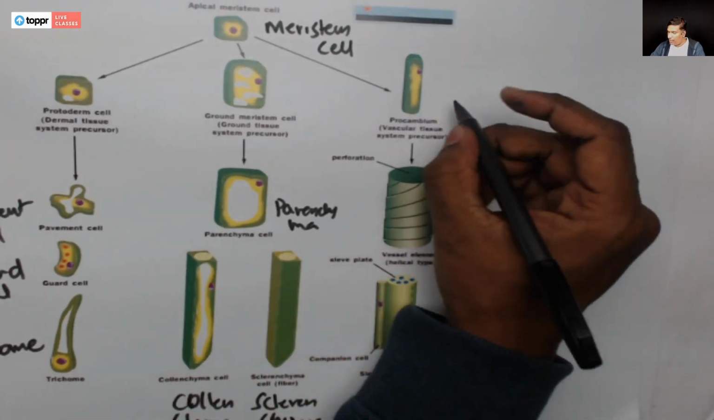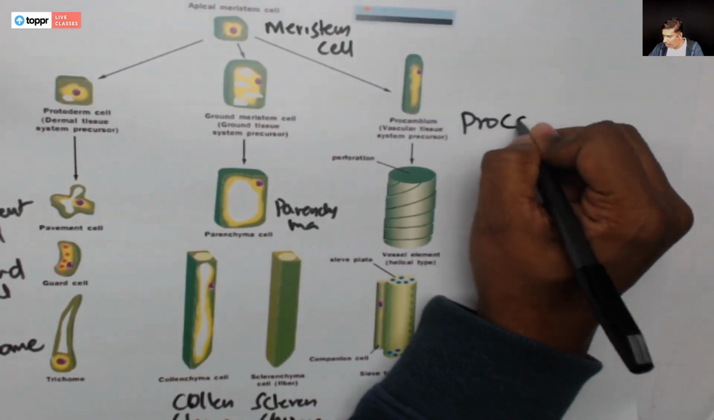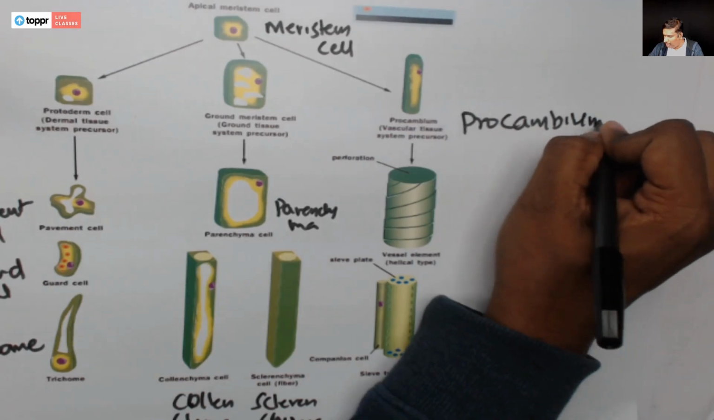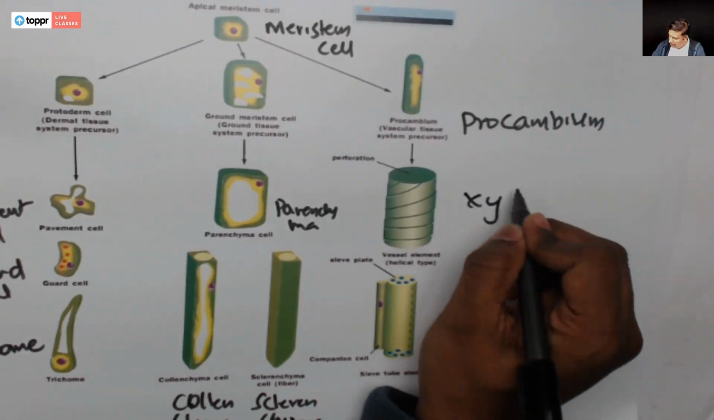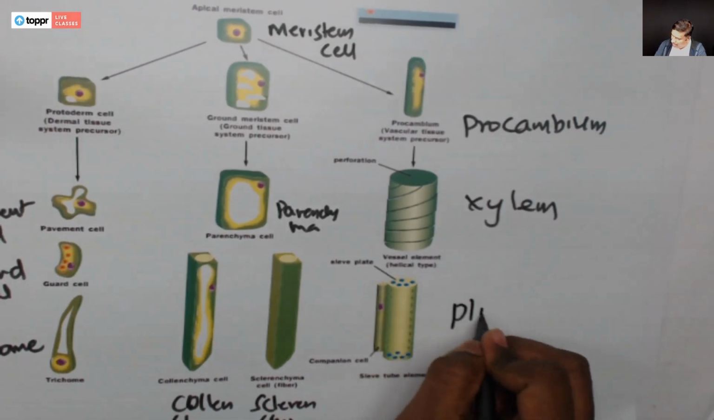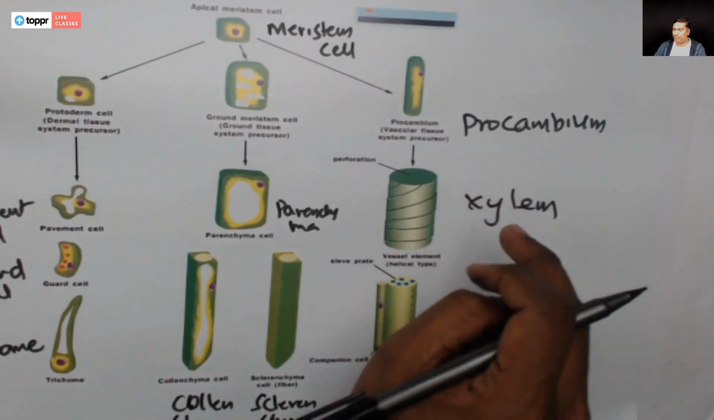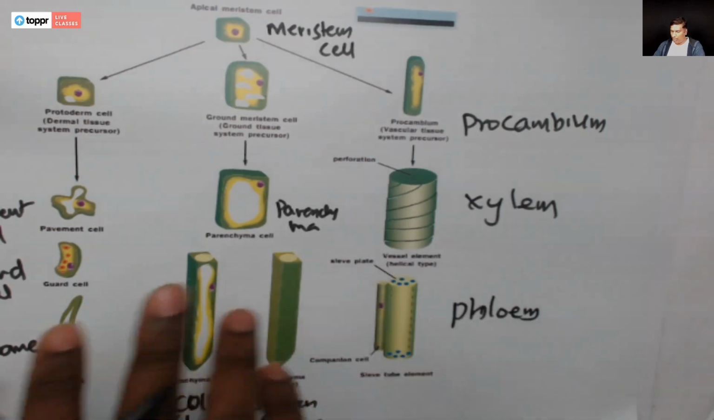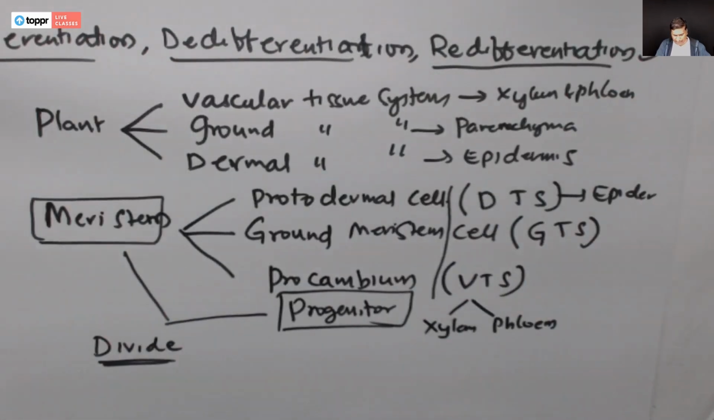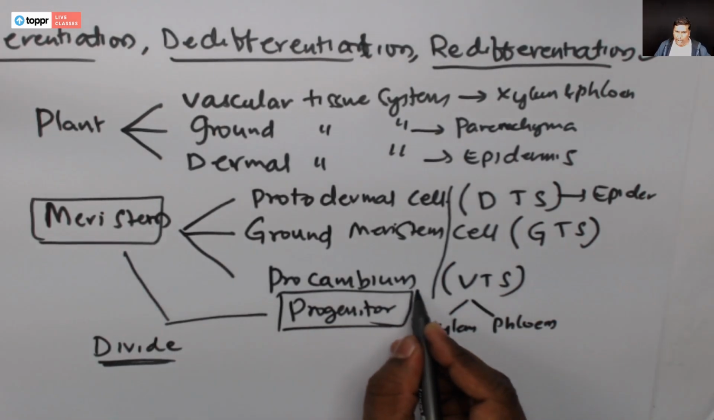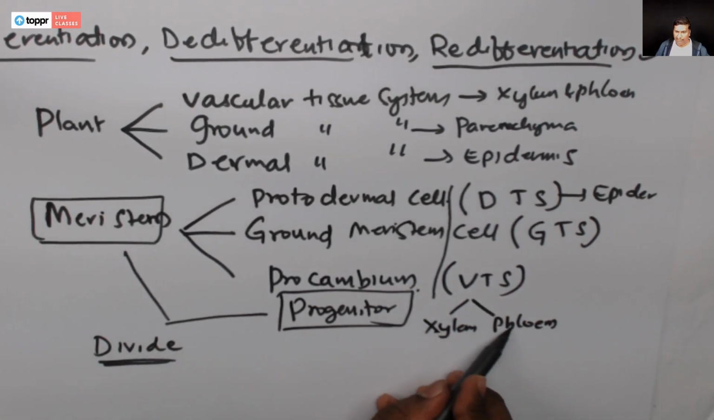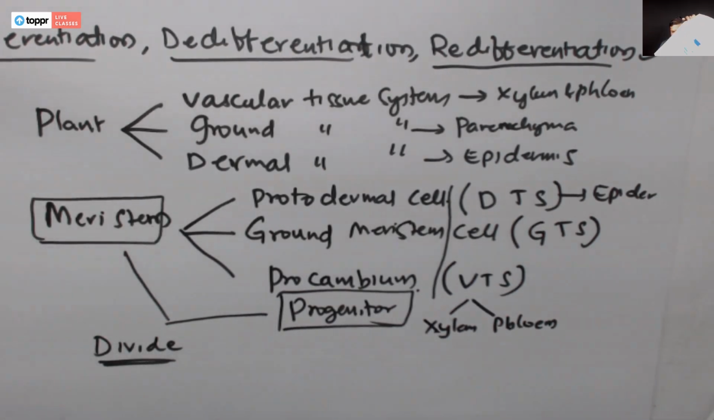Okay, then from the procambium, what are you getting? You are getting your xylem and phloem. All the xylem elements and the phloem elements are coming from the procambium. Now what you have to understand here is, from the same procambium cell you are getting both the xylem as well as the phloem. The xylem element and the phloem element are being formed from the same cell.